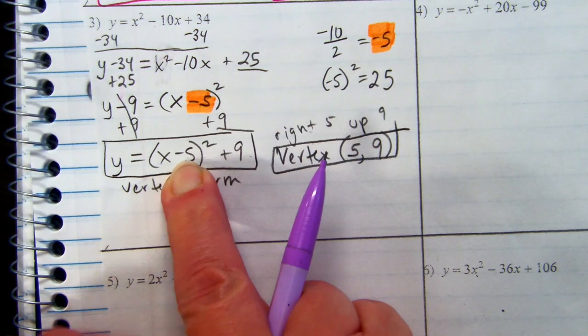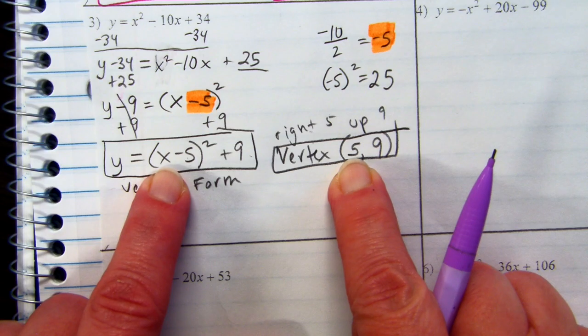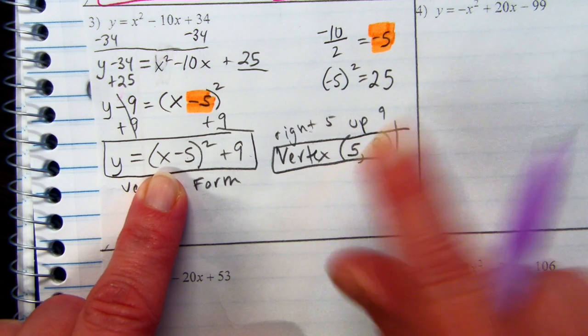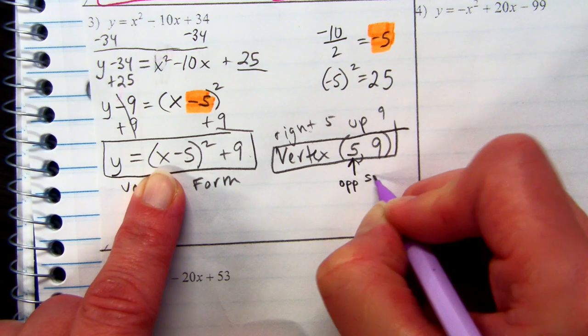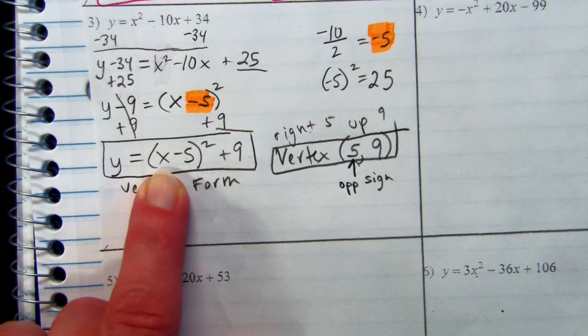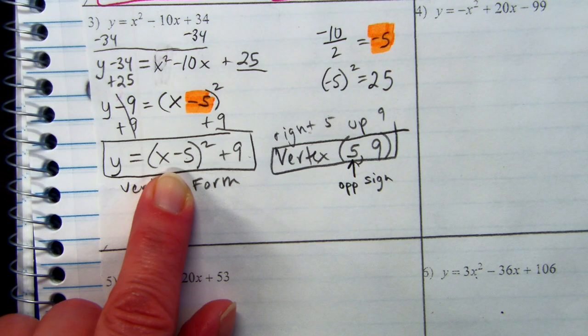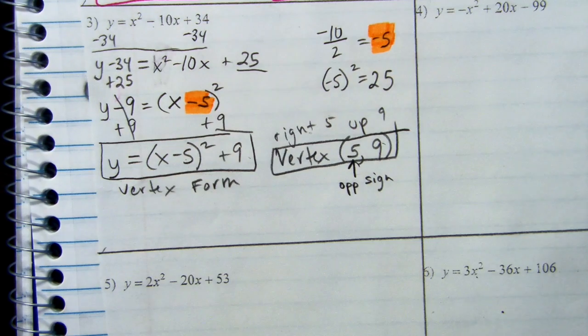So the sign here and what you have on that x coordinate are opposites. So in your notes, if you want to put something that says that that's the opposite sign, just to help you remember that, that's fine. The 9 is not opposite signs. It's only that first part.